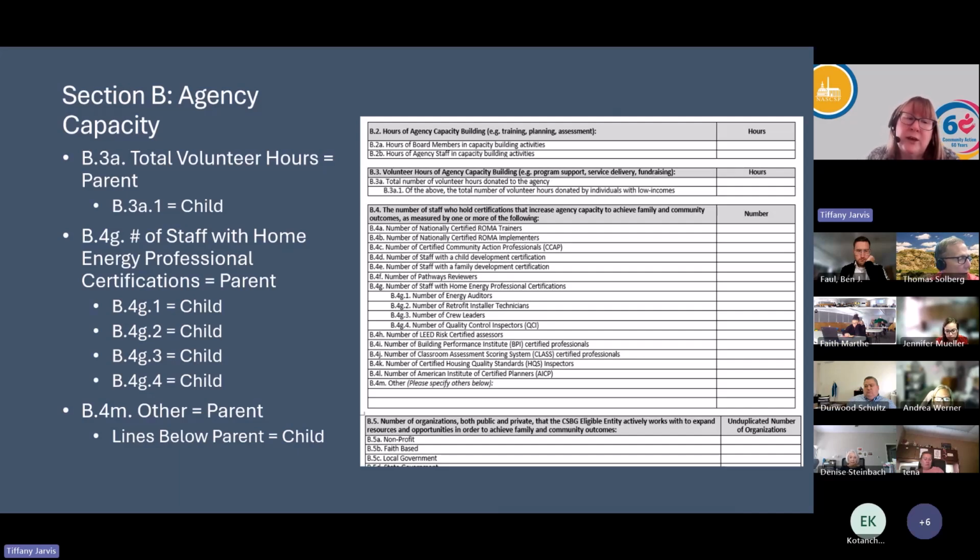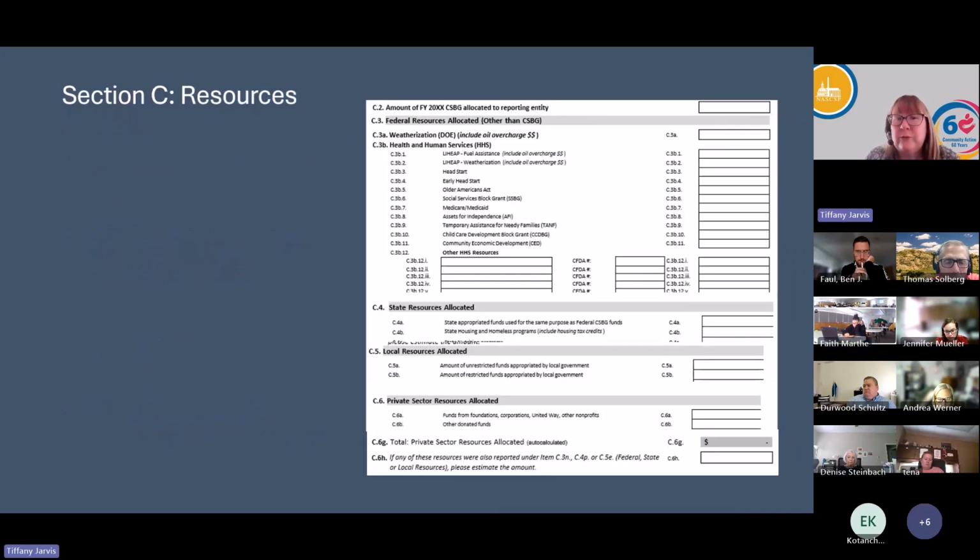And then we have 4BM, other. This is the parent. So if you indicate a number under 4BM, then you need to put some text in the lines below the parent, or it will be a validation issue. Okay, so section C, resources.